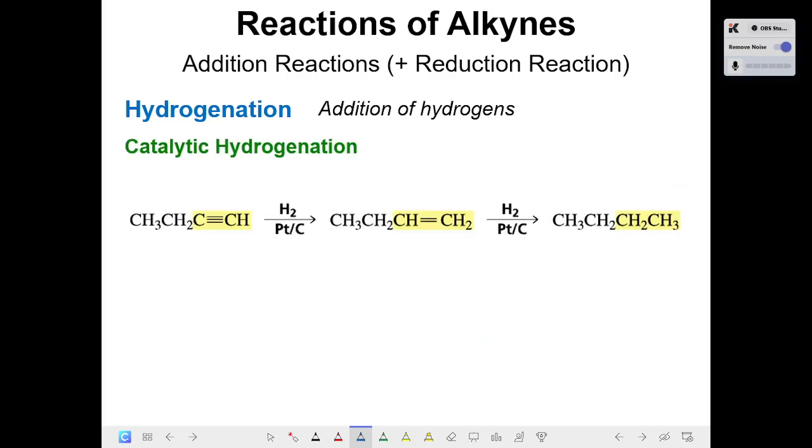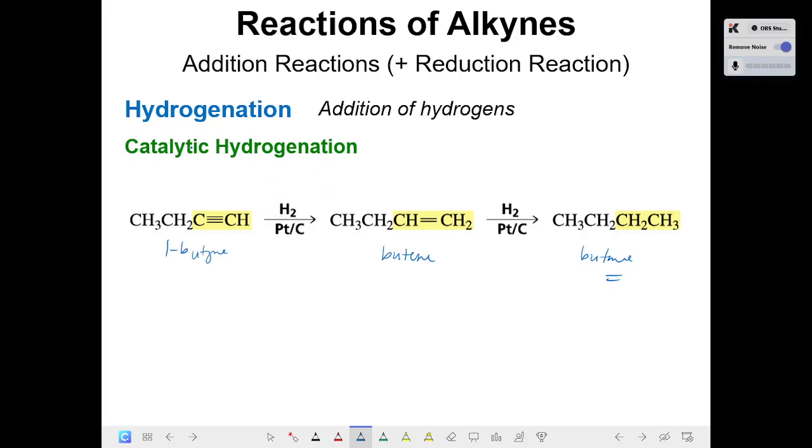So, let's give some examples lang para mabilis lang. So, ito ay ang ating 1-butane. So, this is 1-butane with the presence of hydrogen gas in platinum and on the surface of carbon, it will become butene. And then another round, it will become butane. So, ganun lang siya kadali. So, magdadagdag ka lang ng H dito. Yan, H, H. Hanggang sa lahat ay maging single bond siya. So, this is also called your catalytic hydrogenation.